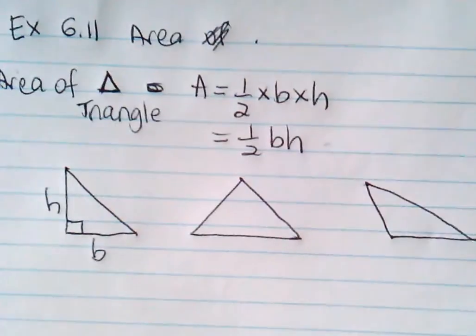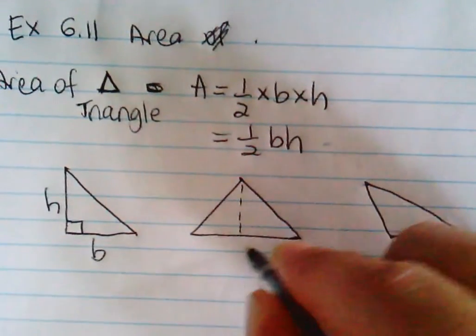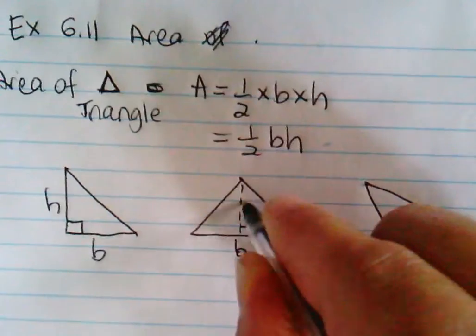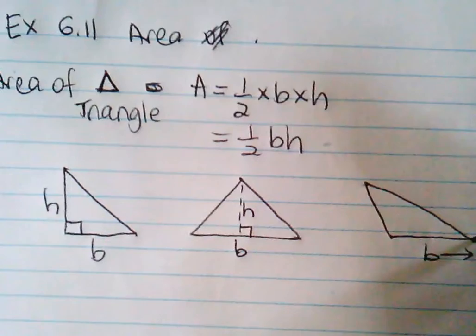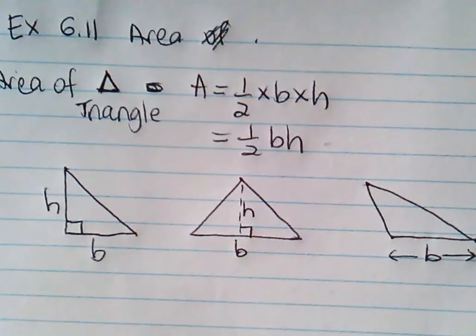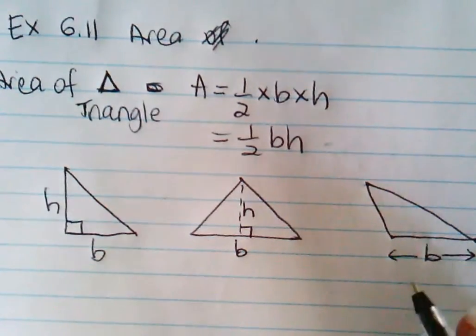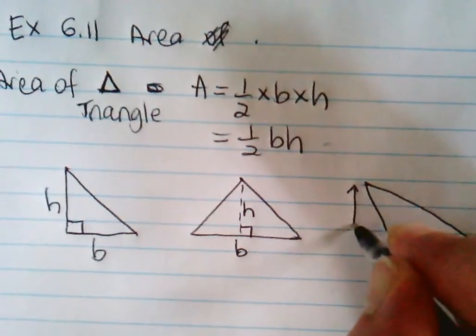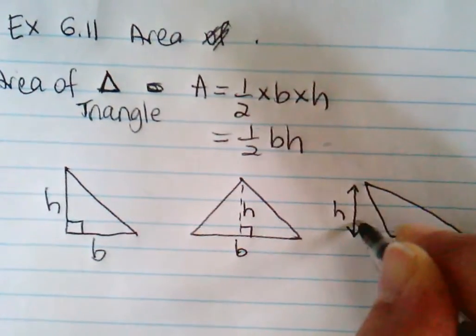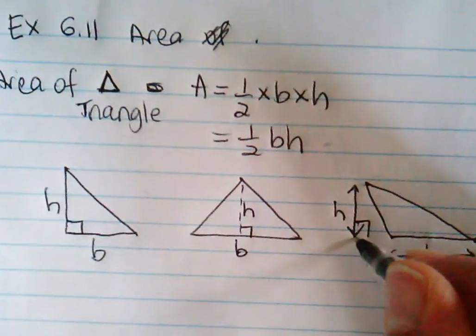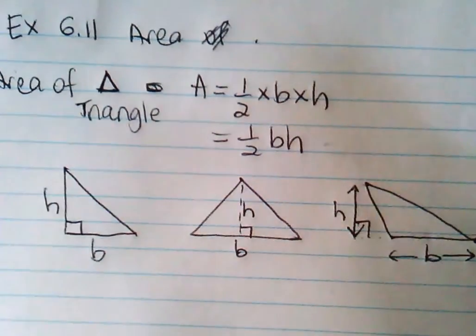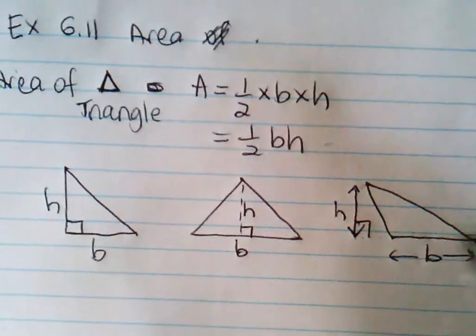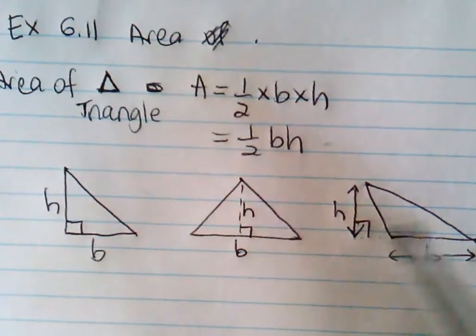Here is the base, there is the height. Guys, there's the base, there's the height. And this one, here is the base up to there. Where is the height on this other one? Is it inside or outside the triangle? It's outside. And the important thing, girls: B and H must be at right angles to each other. So sometimes with this obtuse angle triangle, the height is actually outside the triangle.